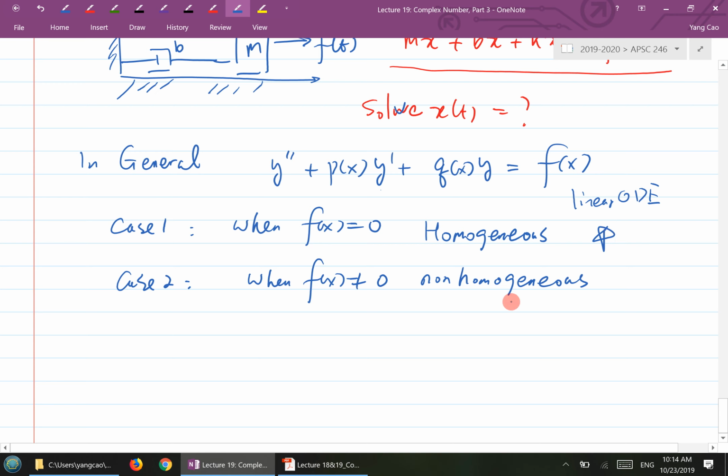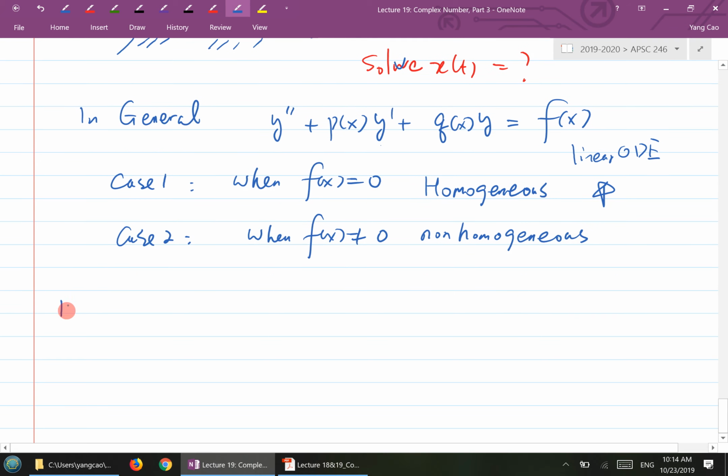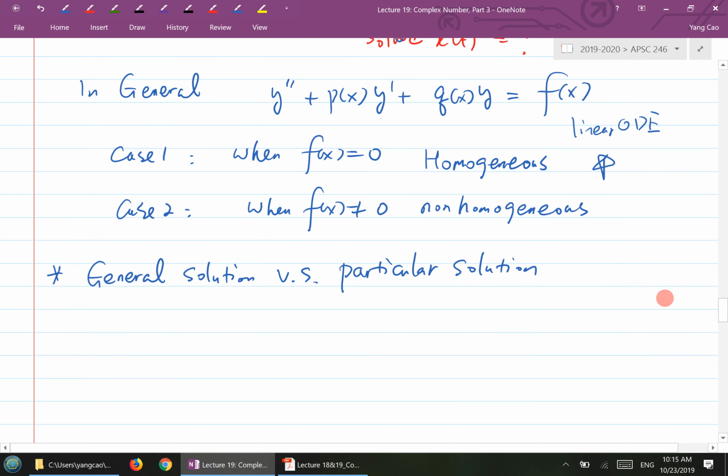Before we can solve for this, I need to introduce a couple of concepts first, just to set up the stage. The first concepts are called general solution versus particular solution. This is the part that applies to second order ODEs, but is different from your first order ODE.